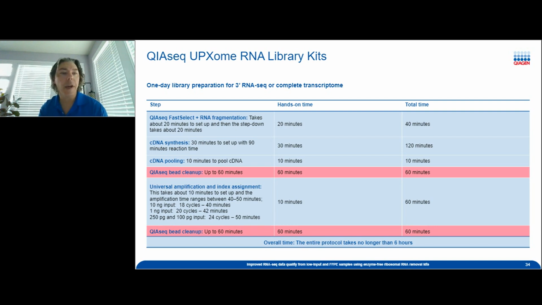So with the FastSelect and the RNA fragmentation, this takes about 20 minutes to set up in your lab. You get the things out in the morning, get a cup of coffee, check your emails, and it's about 40 minutes of total time. It's about 20 minutes to do the fragmentation and everything in there.